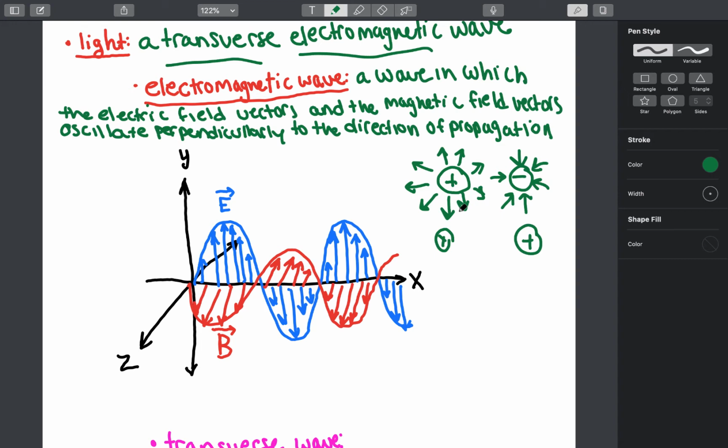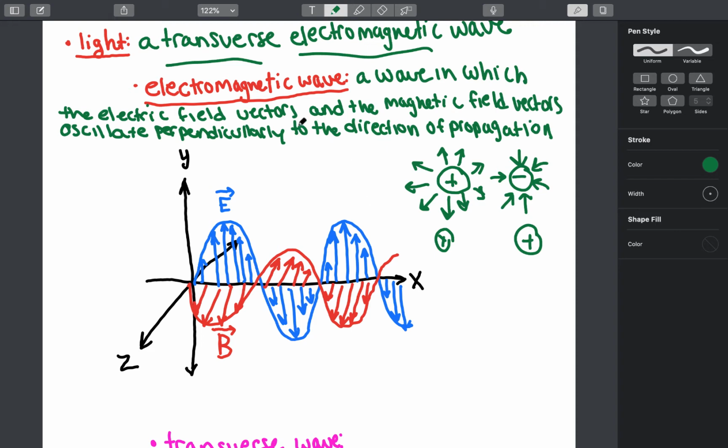So this red line represents the magnetic field vectors. Now, magnetic field vectors are very similar to that of electric field. You're probably familiar with magnetic fields whenever you play with magnets. So it's important to note that whenever a charge moves, it can create a magnetic field. Therefore, in an electromagnetic wave, you have both of these electric field vectors and magnetic field vectors oscillating. So that's what those two things mean.